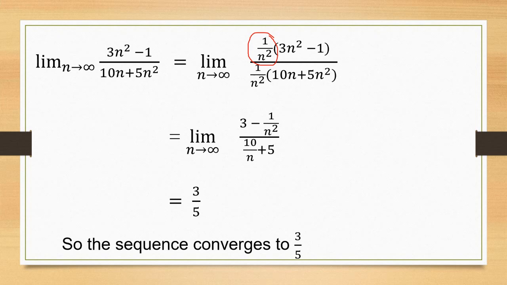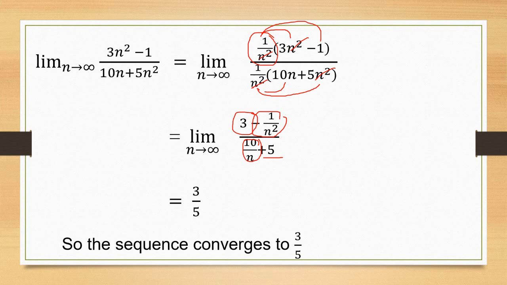Now, when we multiply 1 over n squared to 3n squared, our answer is 3, since n squared will be cancelled out. And when we multiply 1 over n squared to negative 1, our answer is negative 1 over n squared. And when we multiply 1 over n squared to 10n, our answer is 10 over n. And when we multiply 1 over n squared to 5n squared, again, it cancels out, and the remaining answer is positive 5.